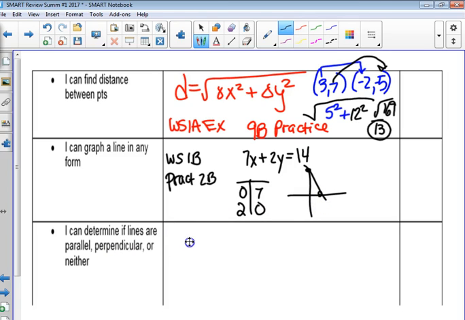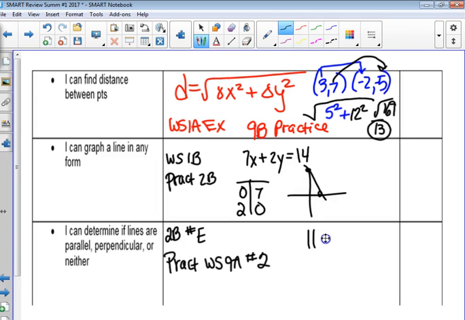Determine if lines are parallel, perpendicular, or neither. All right. Again, a good practice for you to do tonight would be worksheet 9A, number 2. We explored this idea on worksheet 2B, number 7, 8. Any questions on that? Do you need me to talk about one? What's the big concept there?